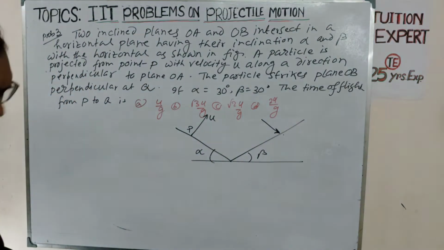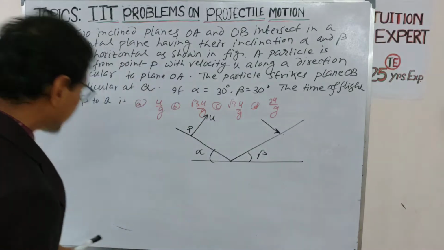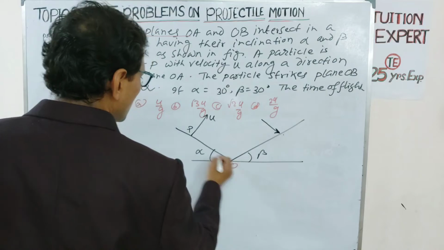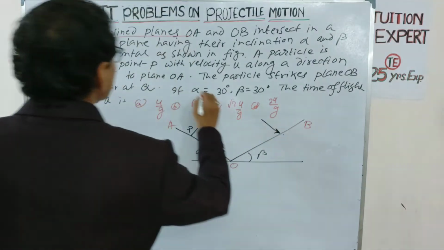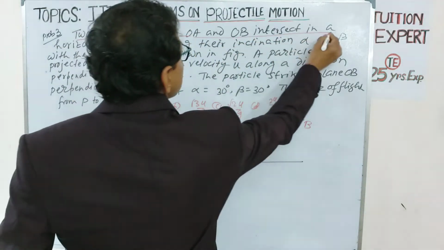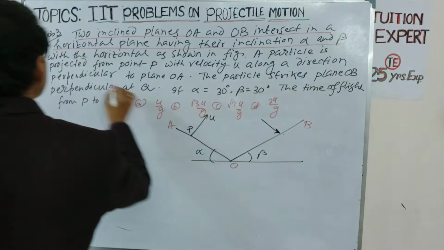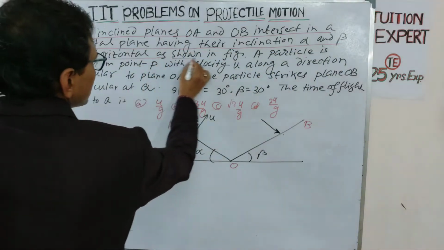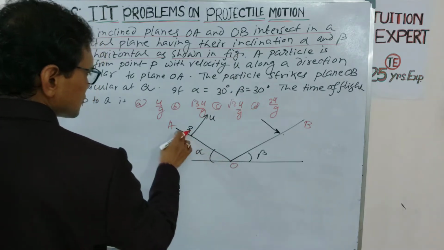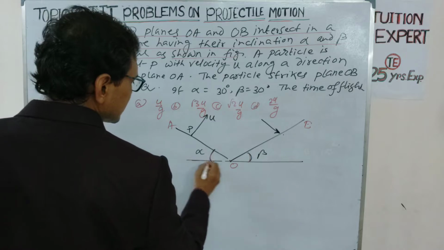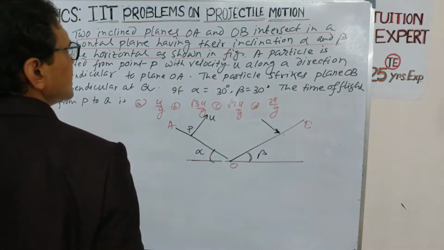So here the problem is this. I repeat the problem once again. Two inclined planes OA and OB. Suppose this is OA and this is OB. Two inclined planes OA and OB intersect in a horizontal plane, having their inclinations alpha and beta with the horizontal as shown in the figure. So this is the horizontal.